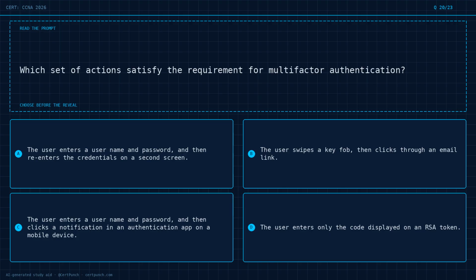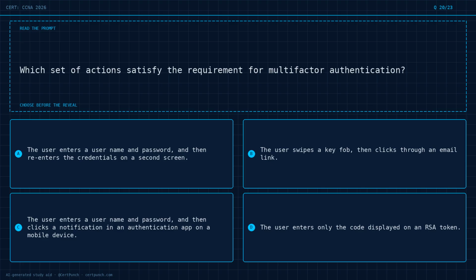Question 20 of 23. Which set of actions satisfy the requirement for multi-factor authentication? Option A. The user enters a username and password and then re-enters the credentials on a second screen. Option B. The user swipes a key fob, then clicks through an email link. Option C. The user enters a username and password and then clicks a notification in an authentication app on a mobile device. Option D. The user enters only the code displayed on an RSA token.